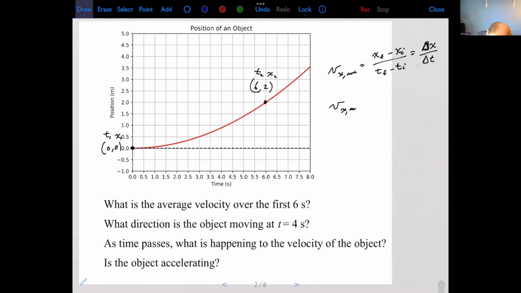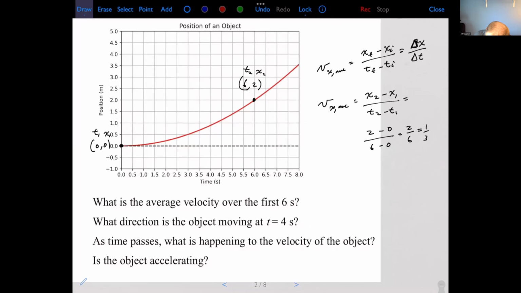So again, another way of calculating this, it's going to be X2 minus X1. So X2 is kind of like X final, X1 is X initial, over T2 minus T1. So if you work this out, it'll be 2 minus 0 over 6 minus 0, which is 2 over 6, which is 1/3. And again, it has units of meters per second.